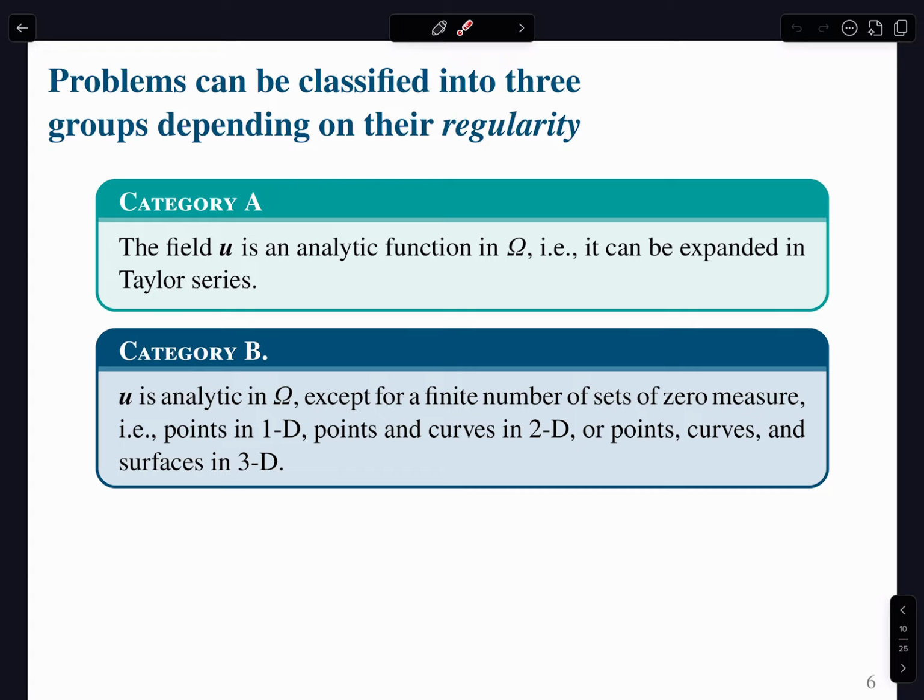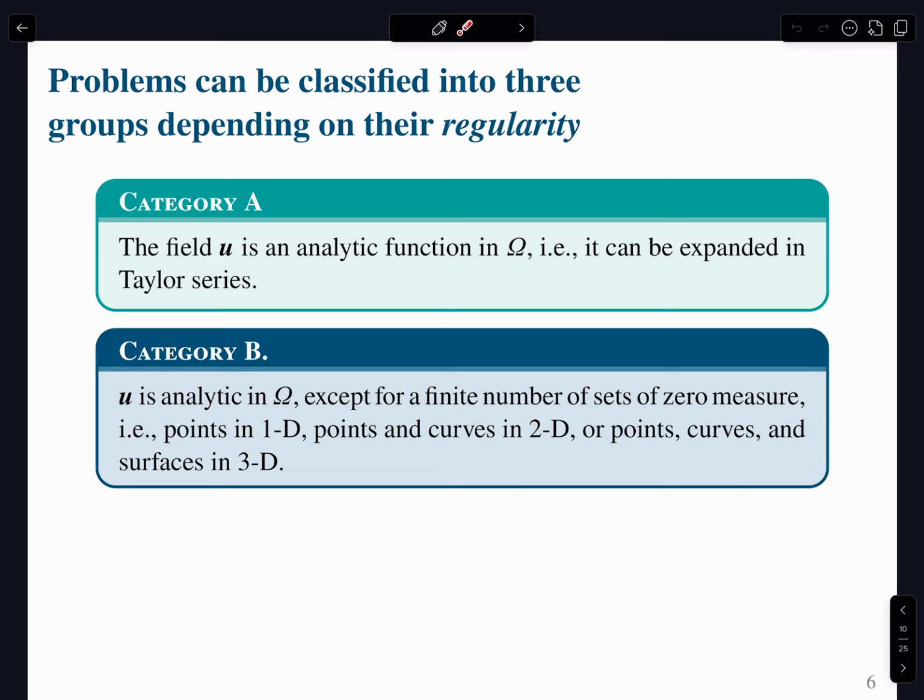Still a point. A point is a set of zero measure in 2D. What else? An edge or a curve, that is also a set of zero measure, right? Now, if I go to 3D, I have points, I have curves, and I have surfaces, right? A surface in 3 dimensions is a set of zero measure.